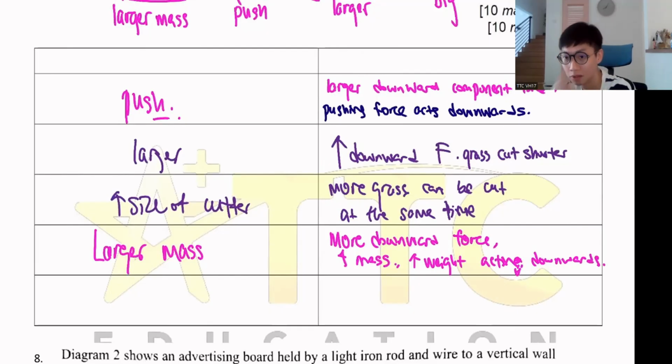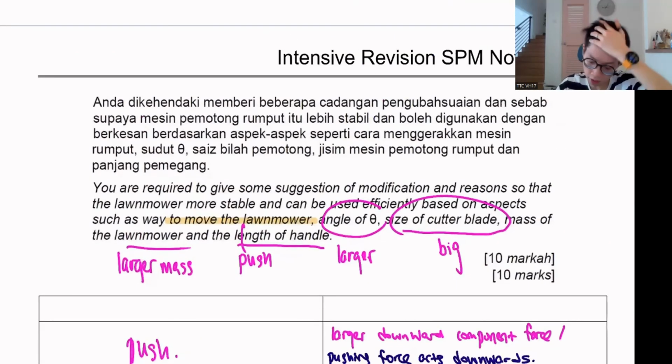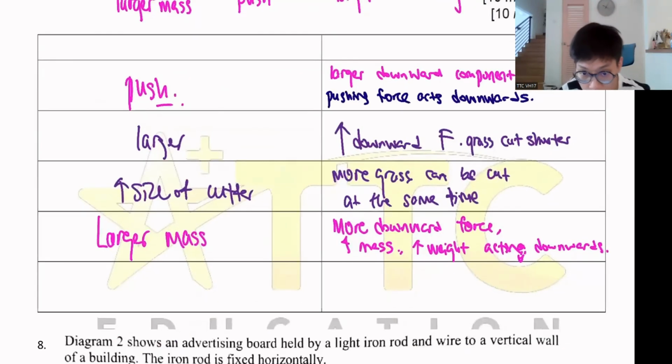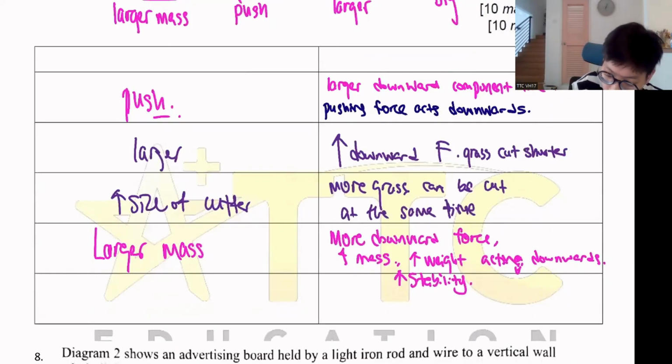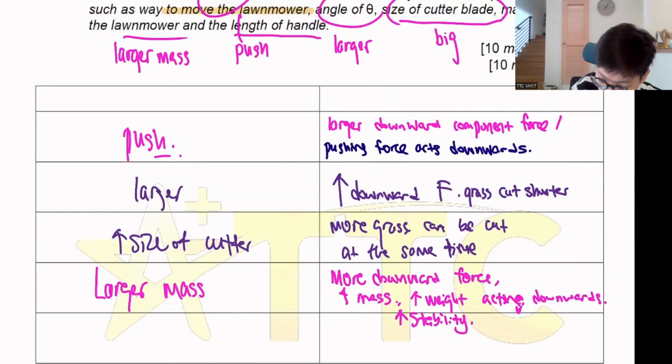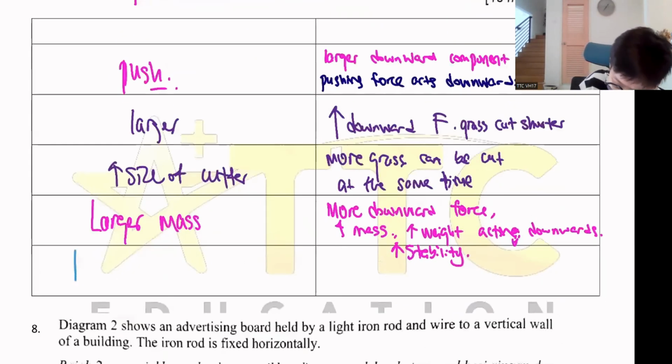Small mass is more portable, unless they tell you about portability. Here they want more stable. So in fact, you can also say this can increase the stability, since they actually say stable. Then last but not least, the last answer is longer length of handle.